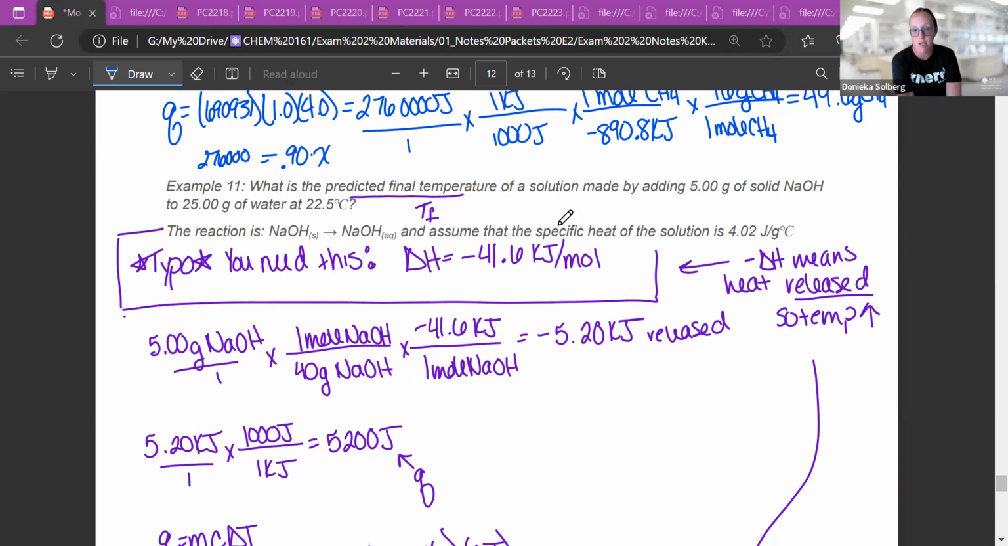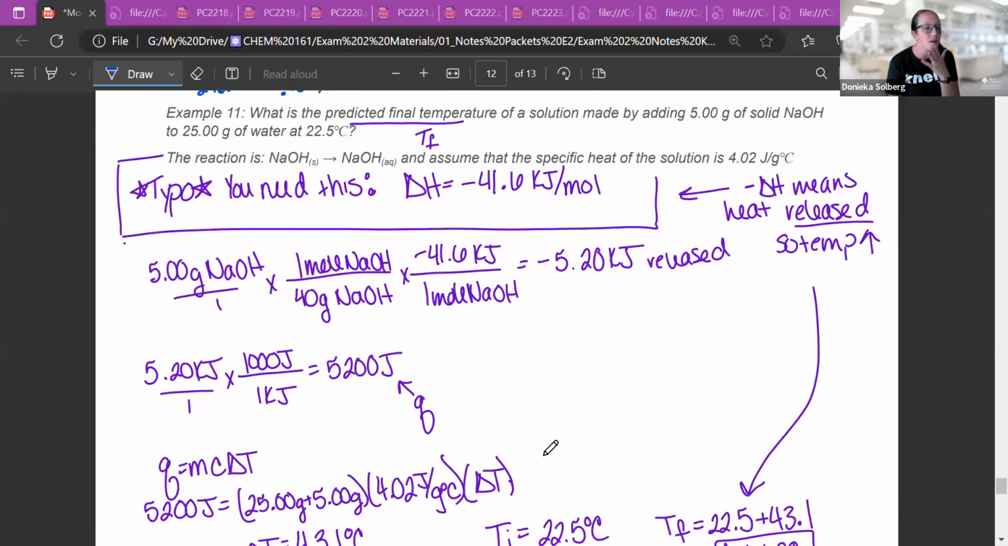This is dissolving. So remember, when I dissolve, my Q equals MC delta T. The mass is the mass of the stuff I dissolved in the water. So in this case, it's going to be 5 plus 25. So that's 30. That's going to be my M. All right, so I know I'm going to have to do a Q equals MC delta T. You can see it down here. My mass is going to be 30.